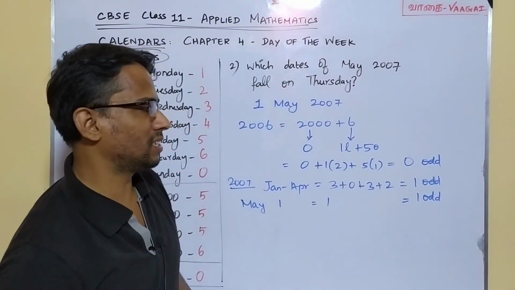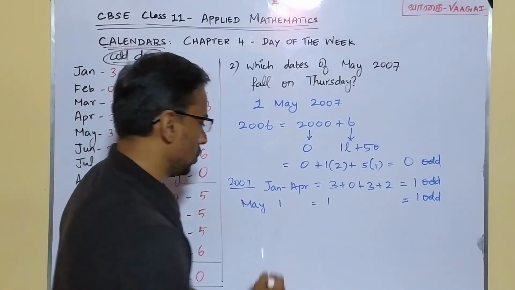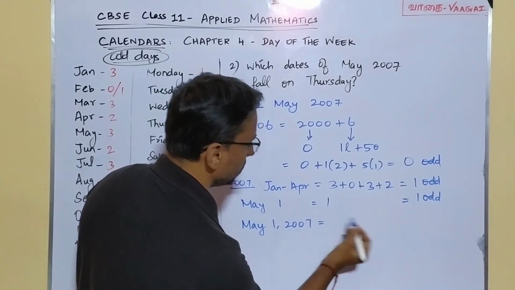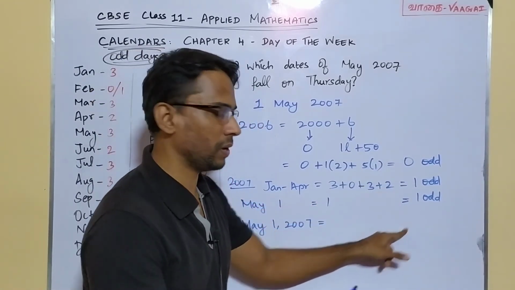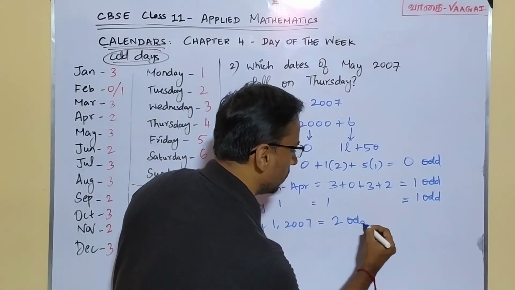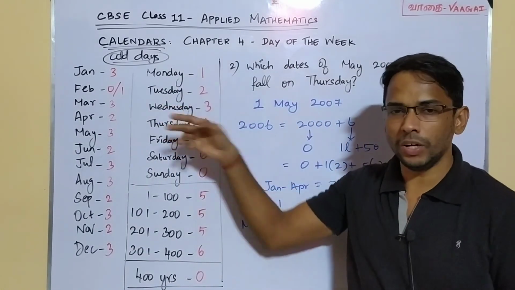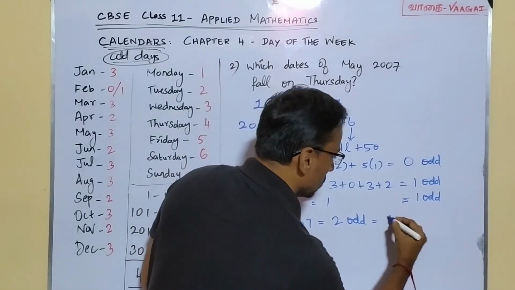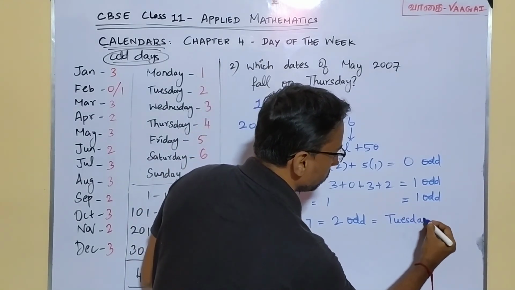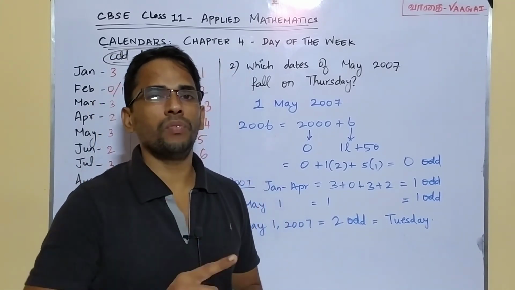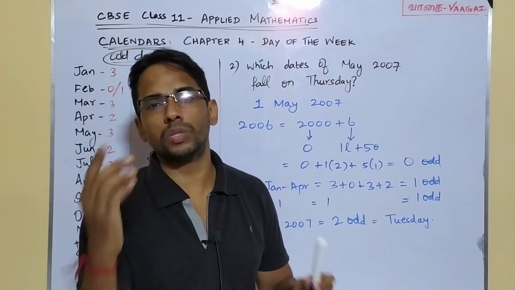So in that case, can I just total all the things? So you would get May 1st of 2007 to be with how many odd days? 0 plus 1 plus 1. That means 2 odd days, which will correspond to which day? 2 odd days means it is a Tuesday. Very cool. So it's a Tuesday. So now we have concluded that May 1st of 2007 was a Tuesday.